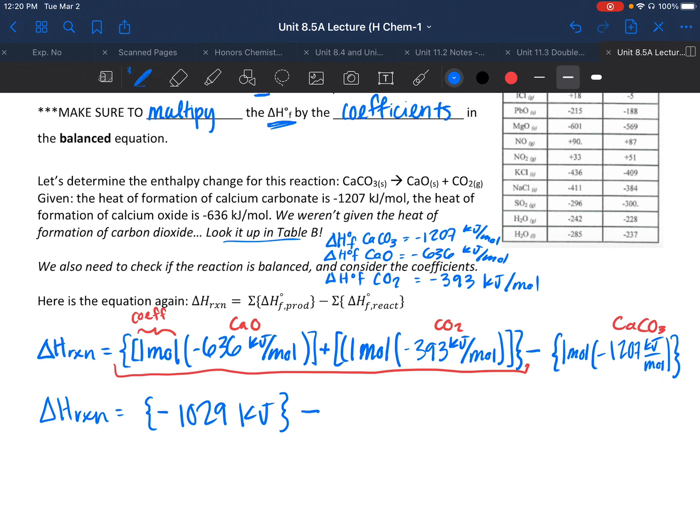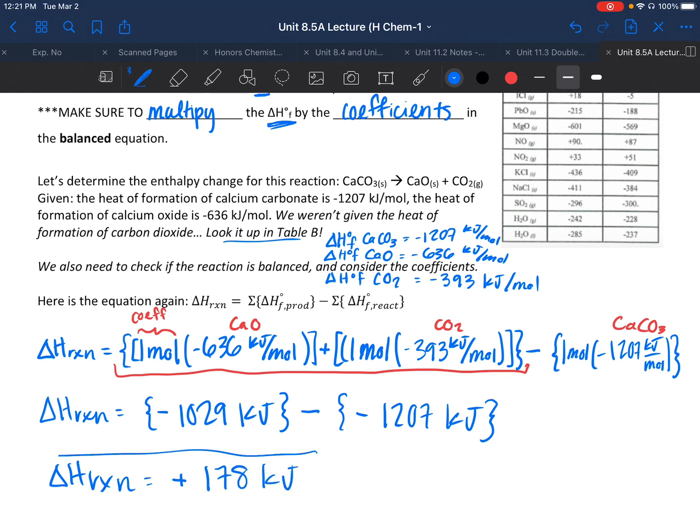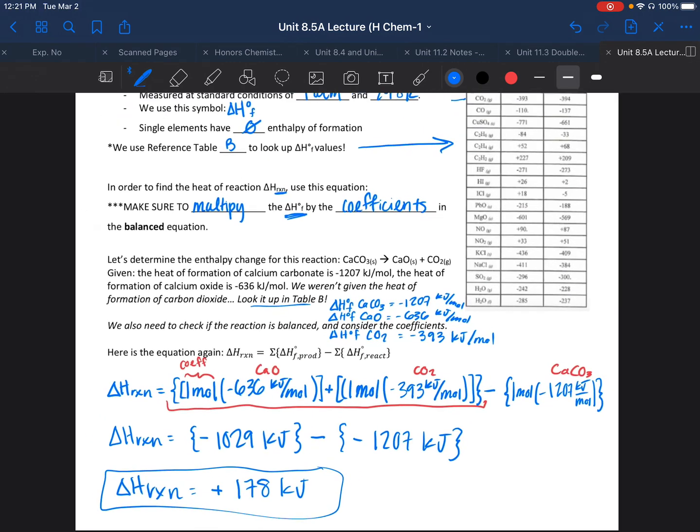And we're subtracting our reactant term, which is negative 1,207. And so you guys should know if you subtract a negative, you're really adding it together. And then our answer is positive 178 kilojoules. So this is how you can find the heat of reaction just by using the heat of formation for compounds.